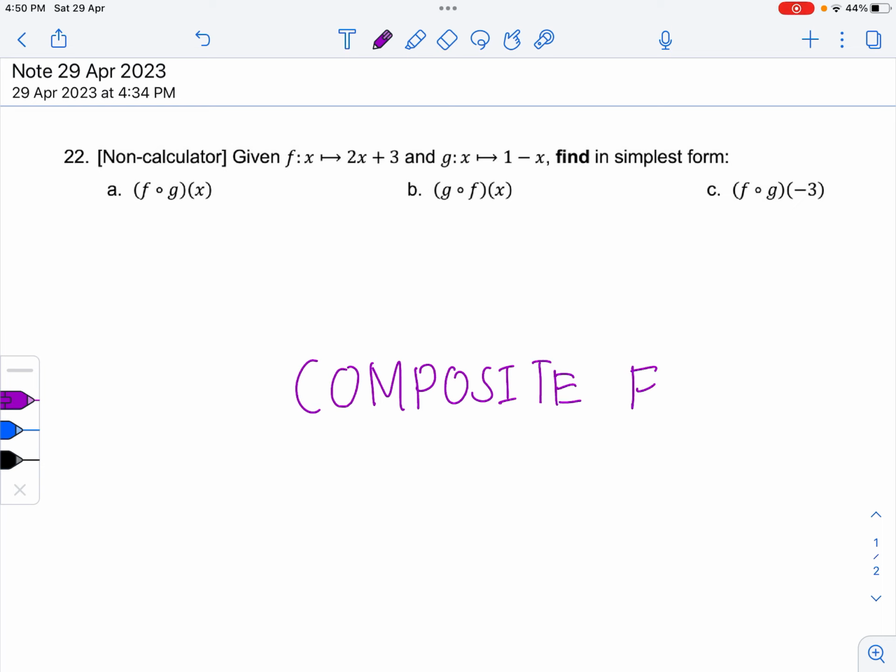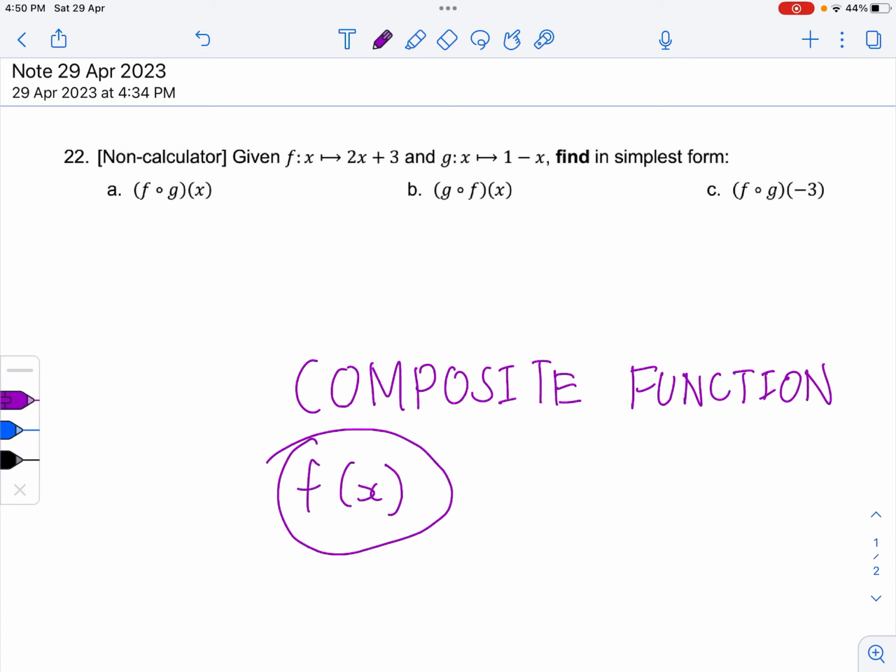functions mean, because that's what we'll be doing today in this video. First of all, when you think of the word composite, we know that it's something related to combining, right? Composite functions mean that we're combining two different functions together to form a new kind of equation. Let's say we have f of x. That's a function.